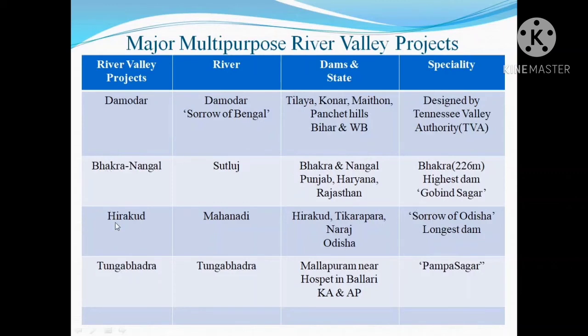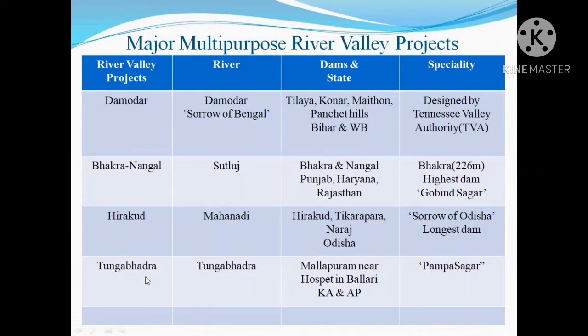Okay. Hirakud. And this Hirakud dam is constructed across the river Mahanadi. It is in Odisha. And the dam was constructed at Hirakud and Tikrapura, Naraj, in these places. And Odisha mainly gets benefit from this one. And this Mahanadi is called the Sorrow of Odisha, because here also again it is creating huge destruction because of its flood. That's why it is called the Sorrow of Odisha. Sorrow of Bengal, Damodar; Sorrow of Odisha, Mahanadi.